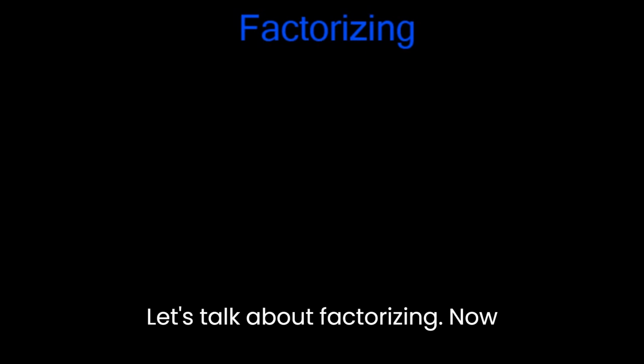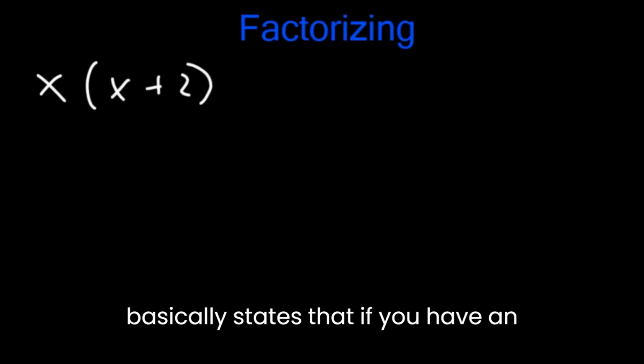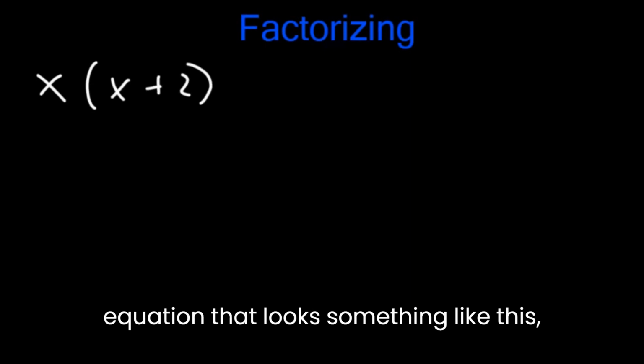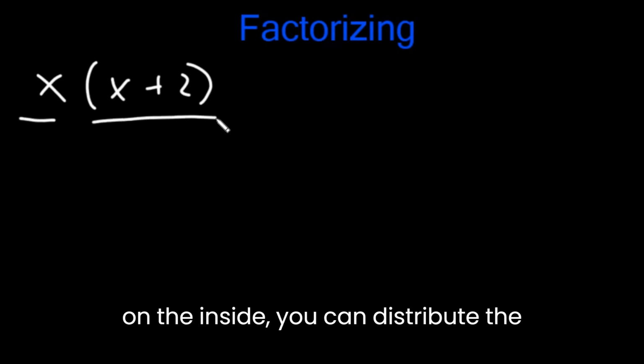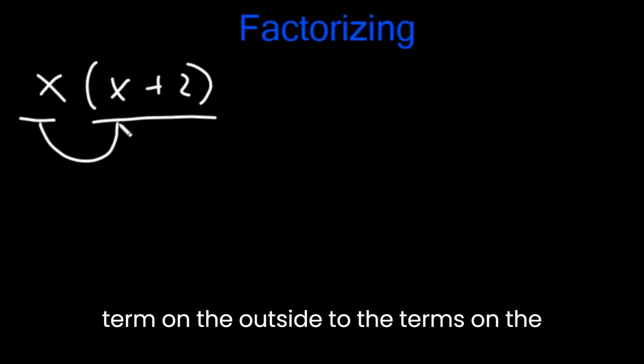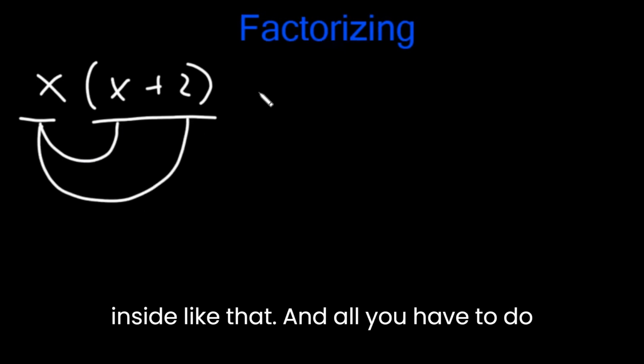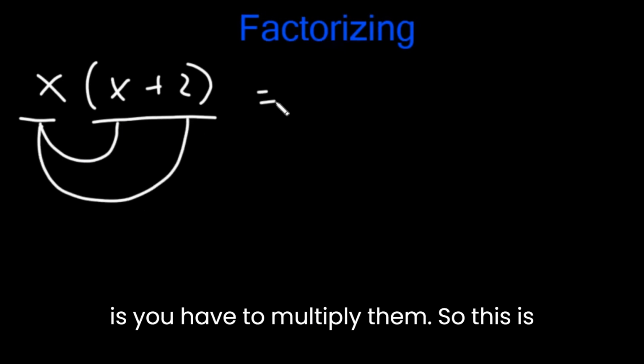Let's talk about factorizing. Factorizing is just the opposite of the distributive property. To put it in simple terms, the distributive property basically states that if you have an equation that looks something like this, so you have a term on the outside and then you have parentheses with something on the inside, you can distribute the term on the outside to the terms on the inside, like that. And all you have to do is multiply them.